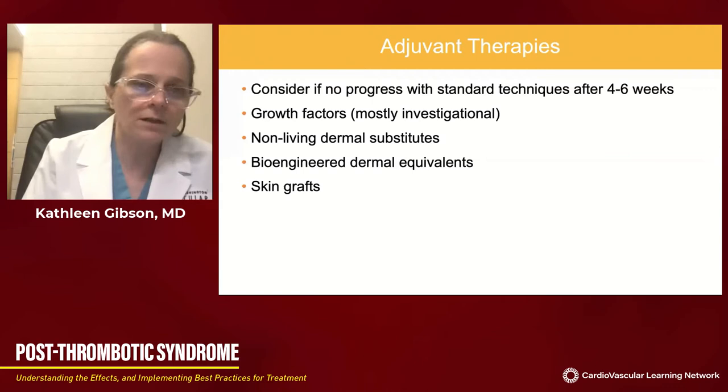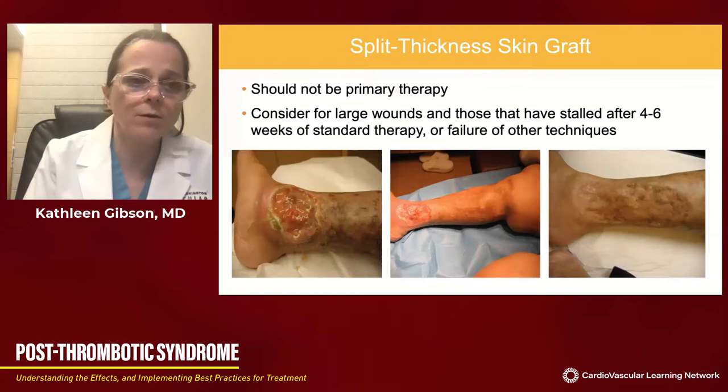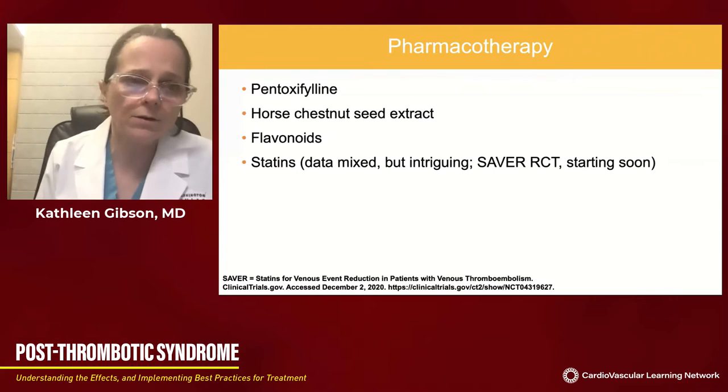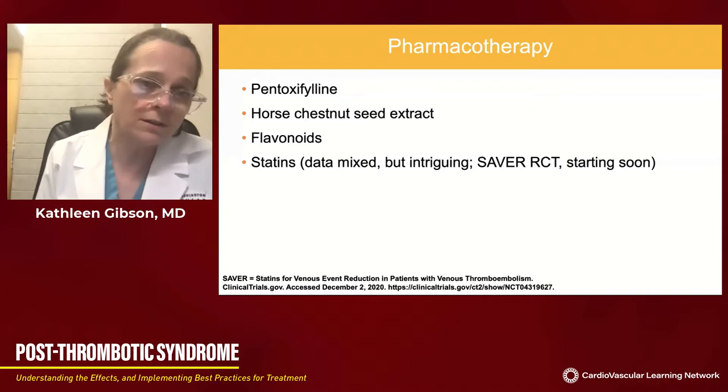So this is an example of a patient that got a skin graft. This should not be primary therapy. We consider it for large wounds and those that have stalled after other standard therapies. So pharmacotherapy, these are some classes where there's data that shows that there may be benefit to patients. Pentoxifylline, horse chestnut extract, flavonoids, and statins, which I think are very intriguing.